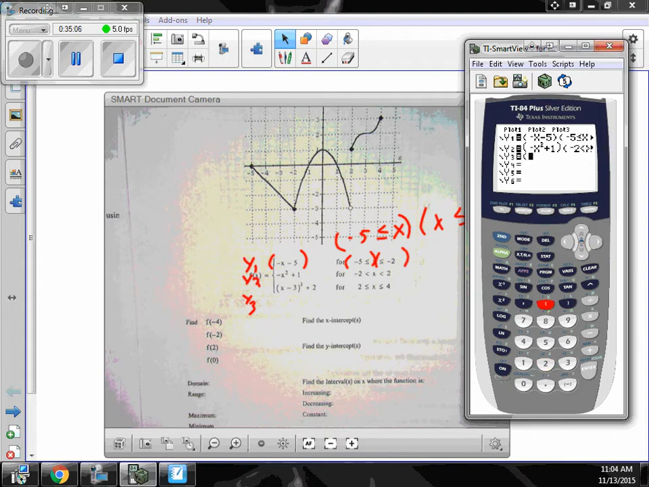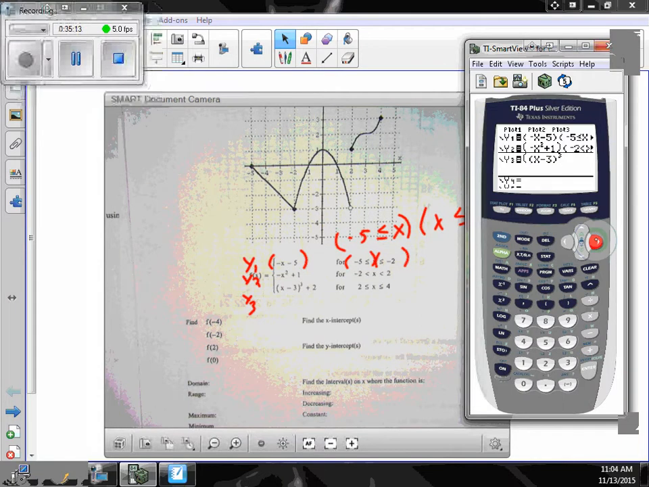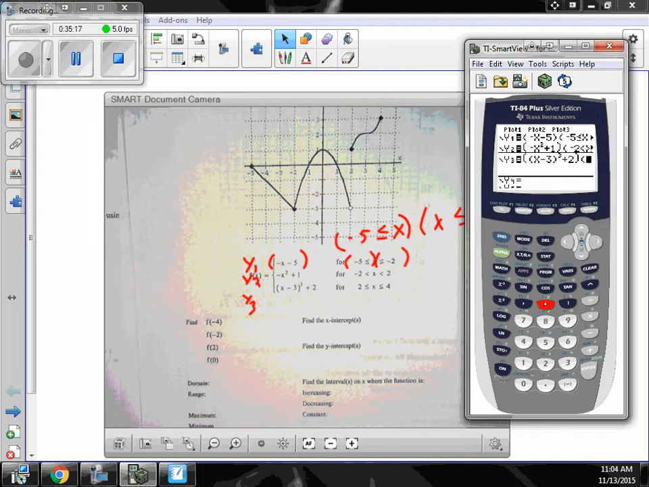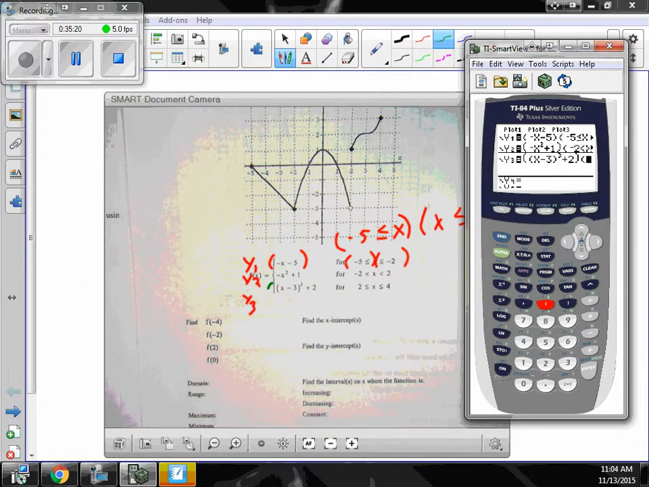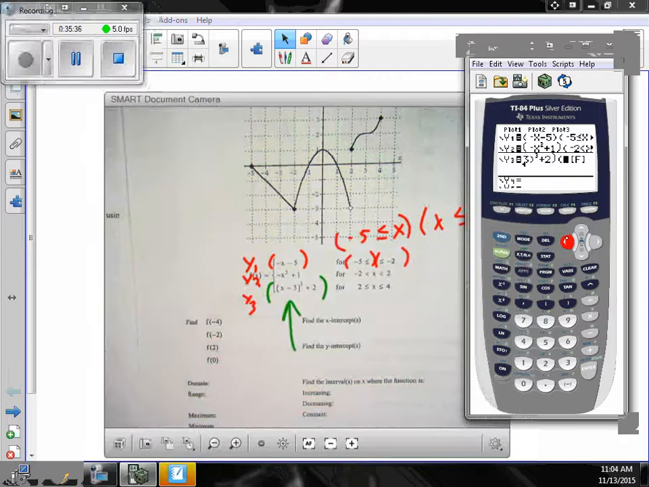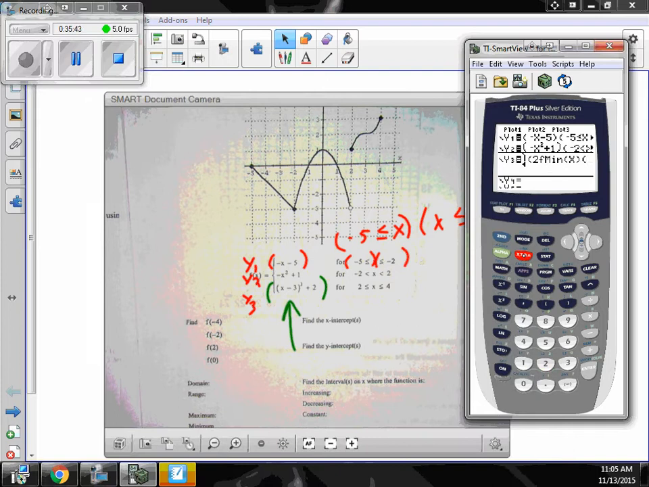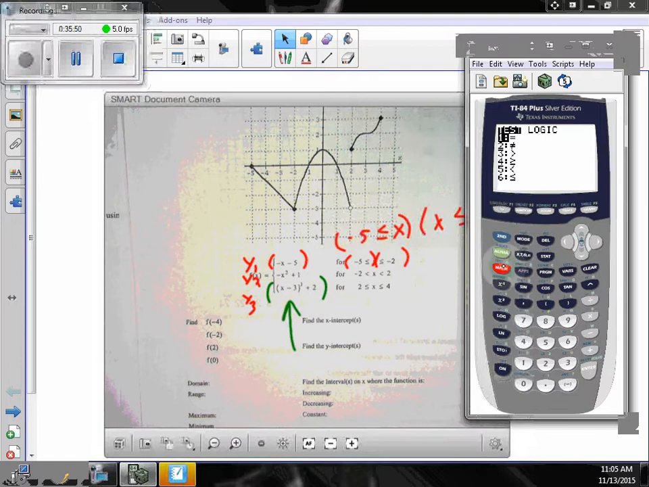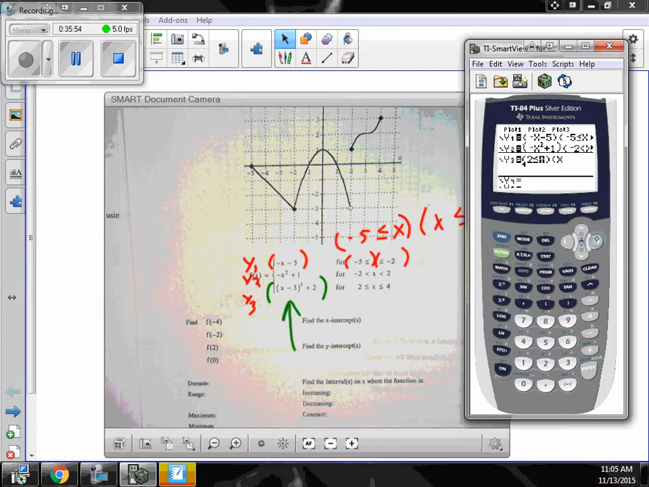And then go down to y3 for the next graph. Parenthesis, x minus 3 to the third plus 2. And then that domain. So was your question here, Gretchen? For that last one, you actually need 2 sets of parentheses. One around the whole thing and one around the x minus 3. Sorry. 2 less than or equal to x, and then x less than or equal to 4.